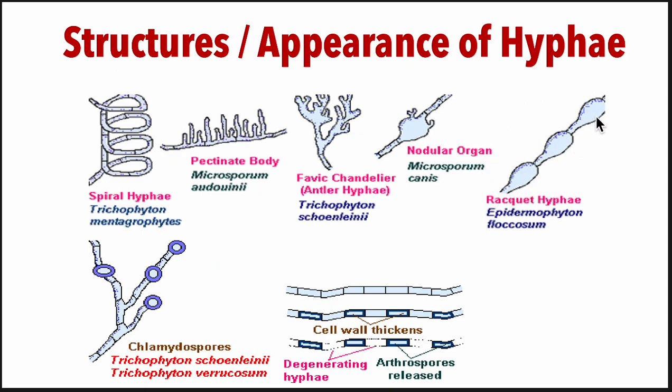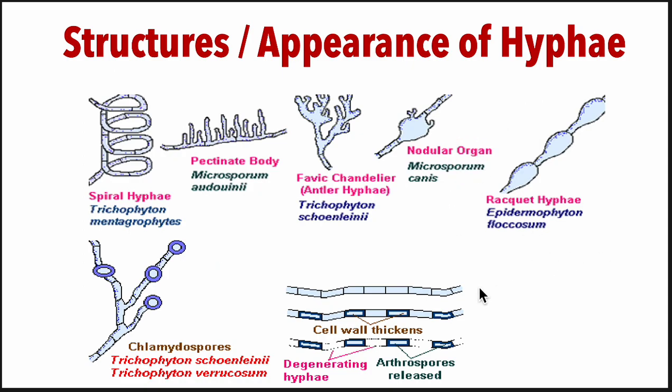How about this one? Racket hyphae. These show regular enlargement. As you can see there, you have here one, two, and then another one. There is regular enlargement of one end of each segment with the opposing end remaining thin. So it's thin and then enlargement, thin and then enlargement. We can observe them in Epidermophyton floccosum. We can also observe them in Trichophyton mentagrophytes, just like in the nodular organ.